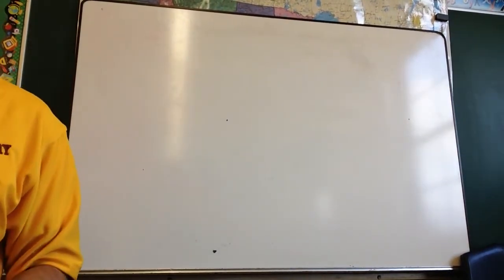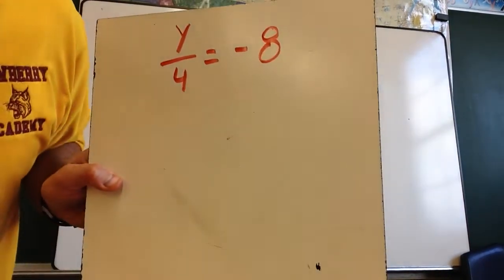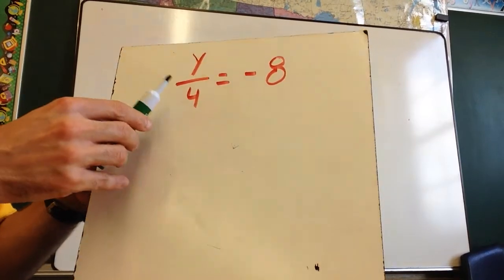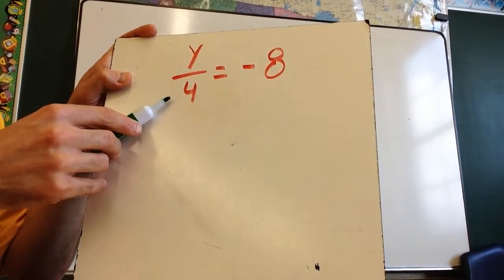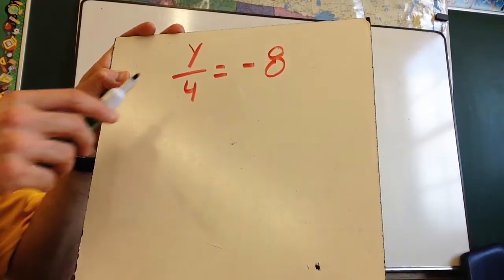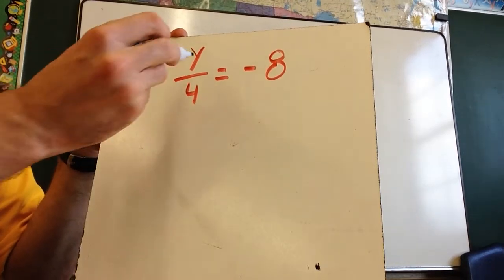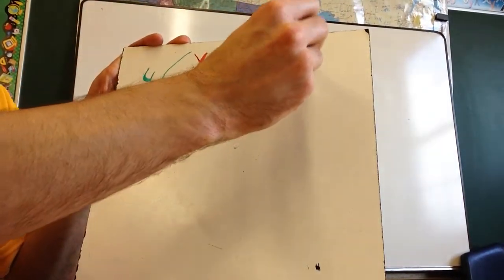All right, now let's talk about what happens when it's not multiplication, and instead what we're doing is dividing. Keep in mind that as a fraction, this means it's division, right? So even though it says y over 4, it's really the same as y divided by 4 equals negative 8. If I'm dividing y by 4, the opposite of division is multiplication, so what I'm going to do is multiply both sides by 4.